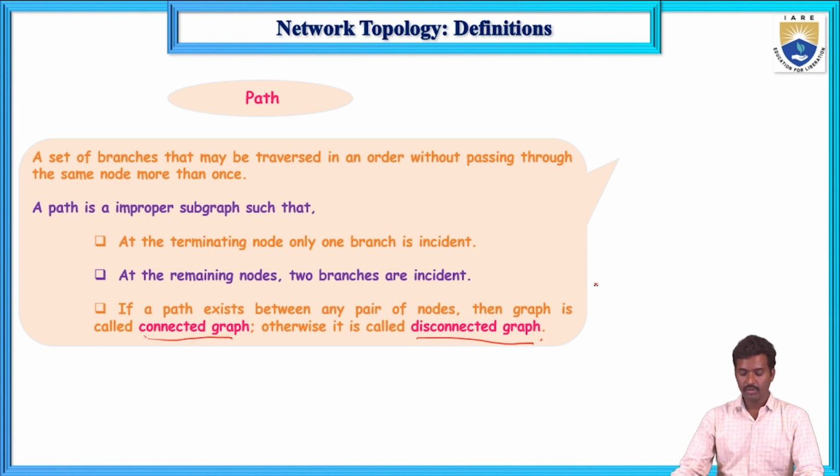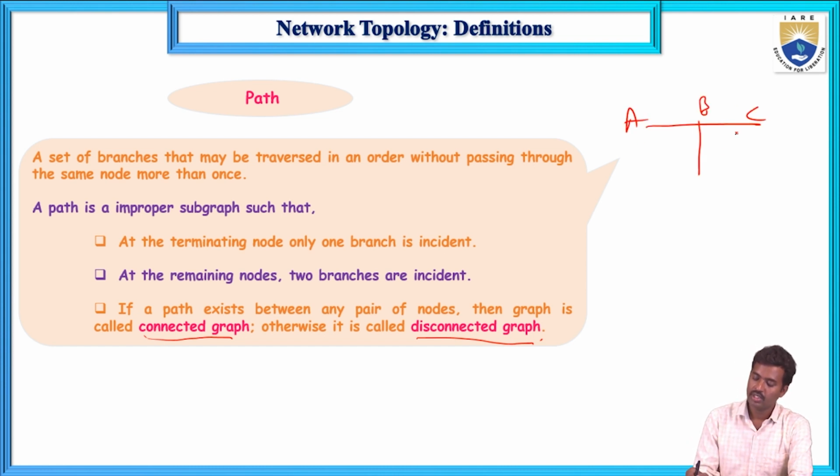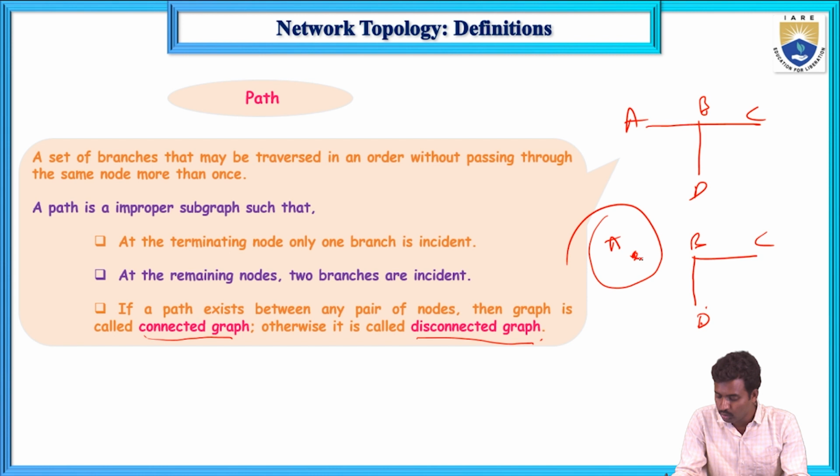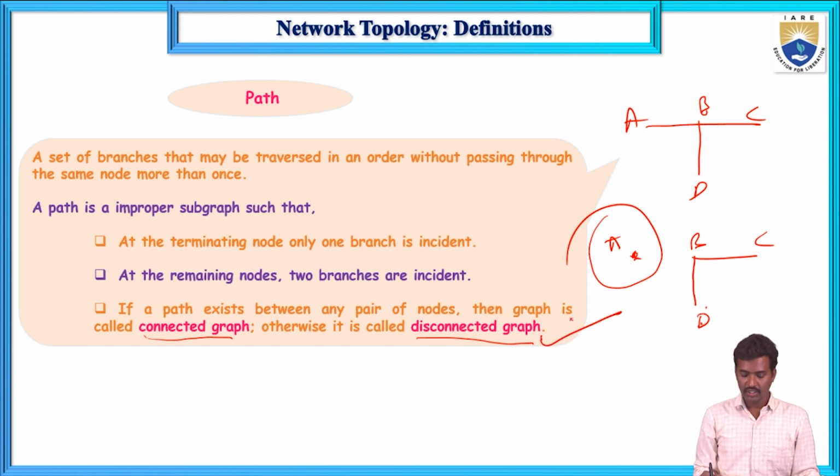Now there may be a connected graph and a disconnected graph. If a path exists between any pair of nodes, then the graph is known as a connected graph, otherwise it is a disconnected graph. Suppose this is the graph A, B, C and D. Now here, this is a subgraph. This B and C, B and D, this is a connected graph, all nodes. But here, this is A, this is a disconnected graph. A is not connected to B, C and D. This is a disconnected graph, this one is a connected graph.